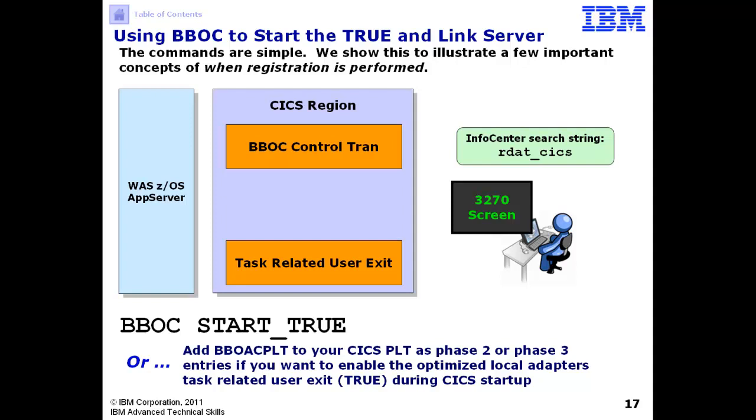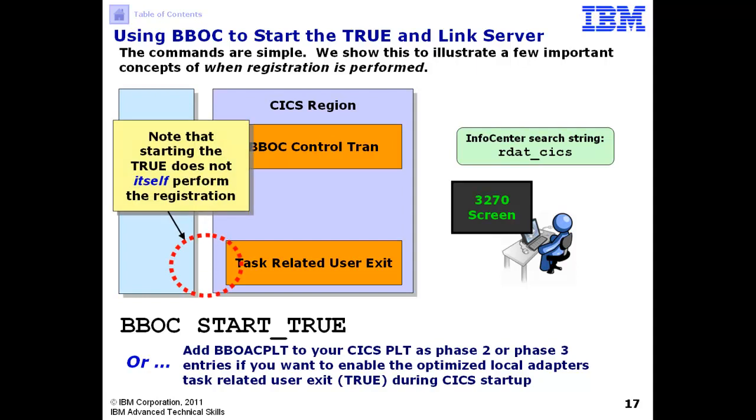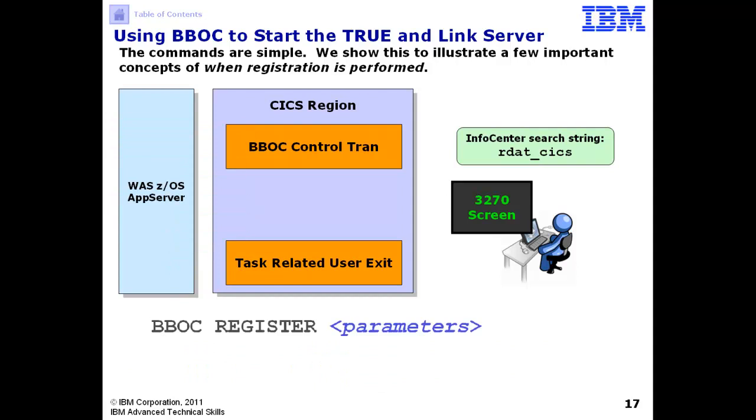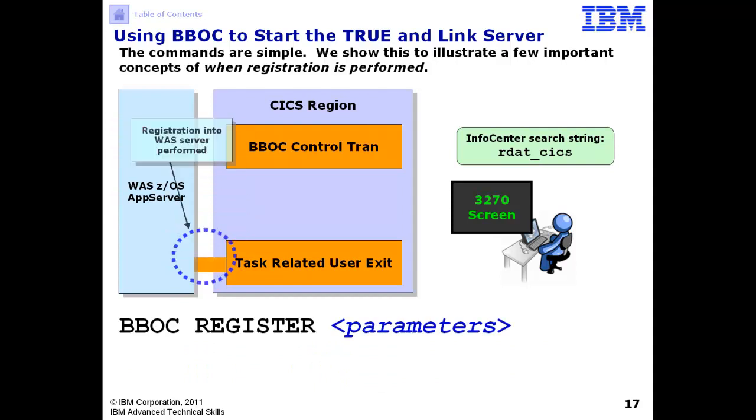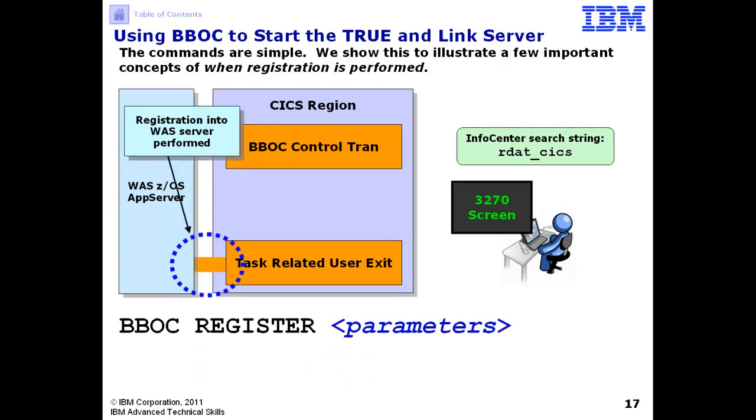It is also possible to use a supplied program list table post initialization program to start the TRU when the CICS region starts. Two such PLTPI programs are supplied. The one to start the TRU is called BBO-ACPLT. Notice how starting the TRU does not itself cause registration to take place. Another command is BBOC register. This will cause registration to take place. Registration requires the cell, node, and server short name to be specified.